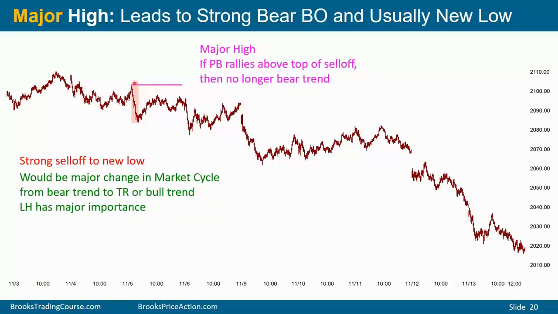If the market were to go above a major lower high, then it would no longer be a bear trend. It would either be a bull trend or a trading range. And therefore, major lower highs are important. That's why I call them major. After each strong breakout to a new low, the most recent high then is a major lower high. And the bear trend needs to stay below prior major lower highs to still be a bear trend.